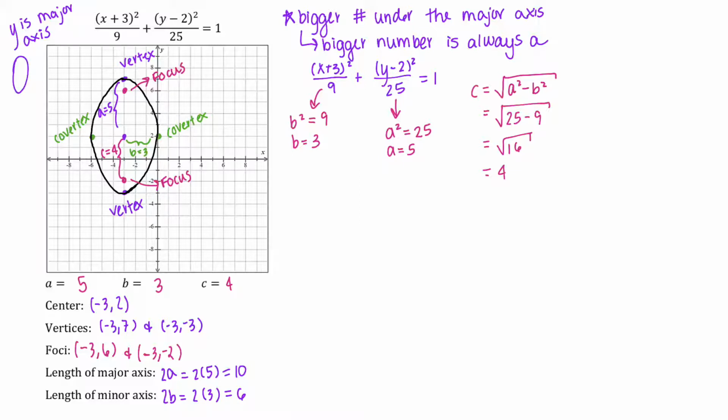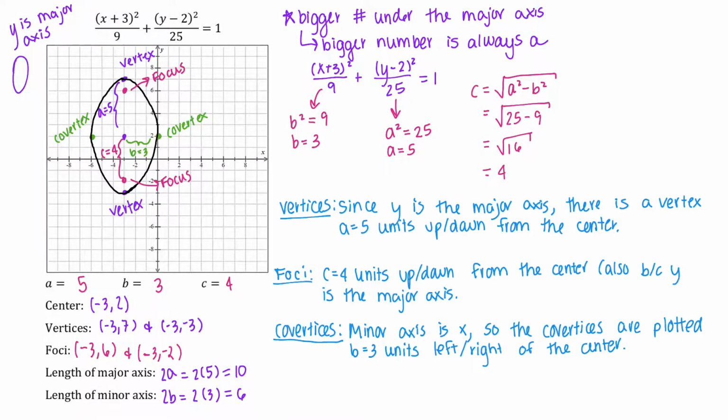So I'm going to pause it real quick and write a few recap things right here and push play. Hold on. All right, so just a quick recap. The vertices, since y was the major axis, are going to be a equals 5 units up and down from the center. So this whole distance here is a equals 5. Same thing from here to here. For the foci, those are 4 units up or down from the center. Also, because y is the major axis, the foci are also on the major axis, which is y.